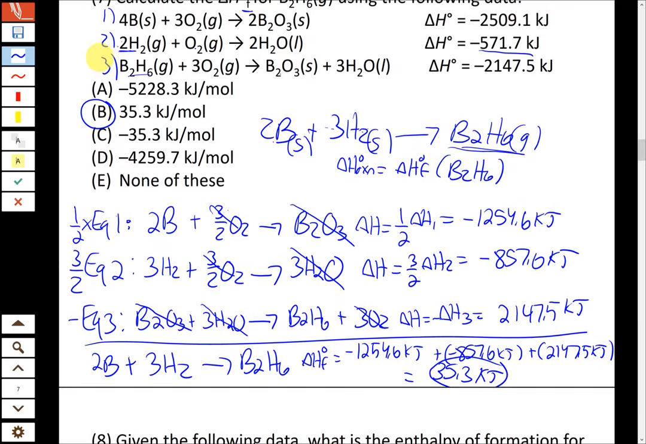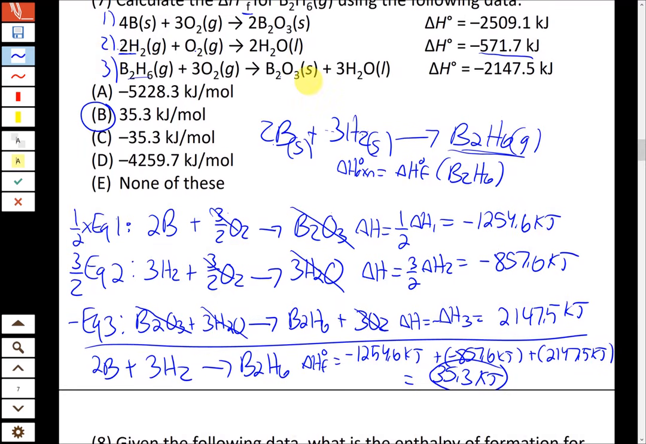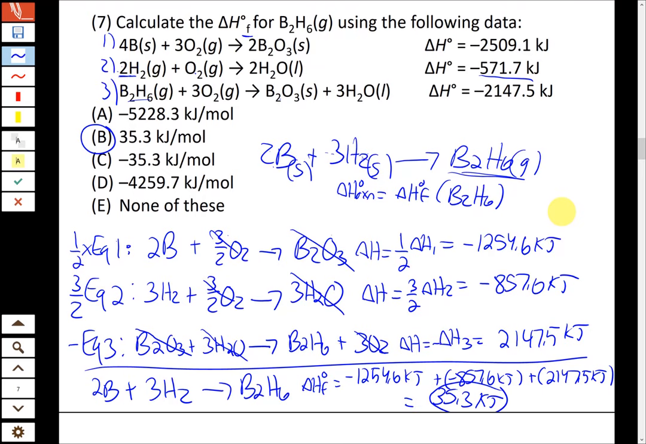Okay, so in problems like this, if we're giving you 2 or 3 equations, the approach you're going to typically want to take is figure out how to combine those 2 or 3 equations to generate the chemical equation that you're trying to find the delta H of. In this case, we didn't give you that directly. You had to produce it yourself, knowing the definition of a formation equation. Okay, so any questions on that? All right.